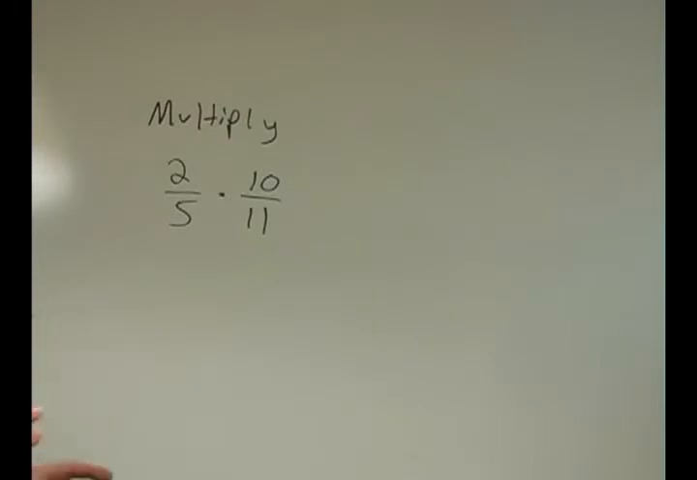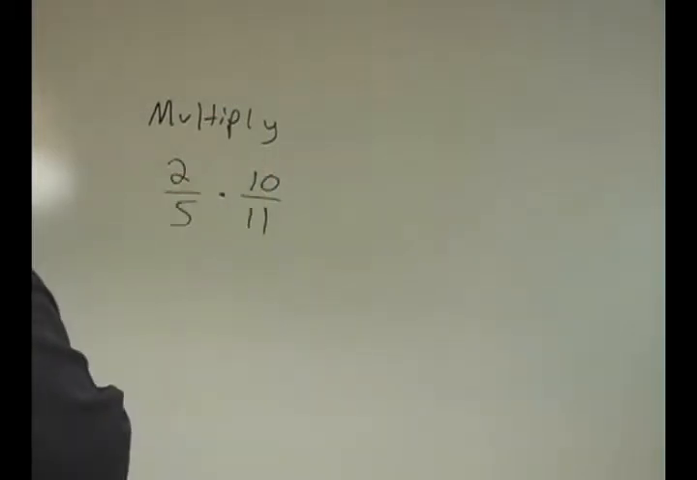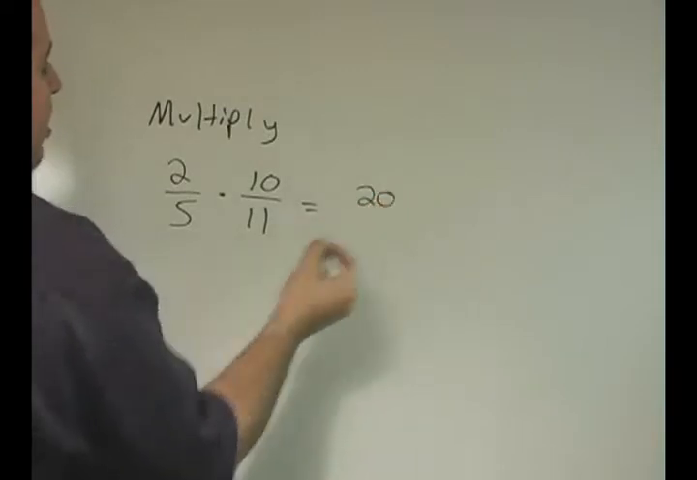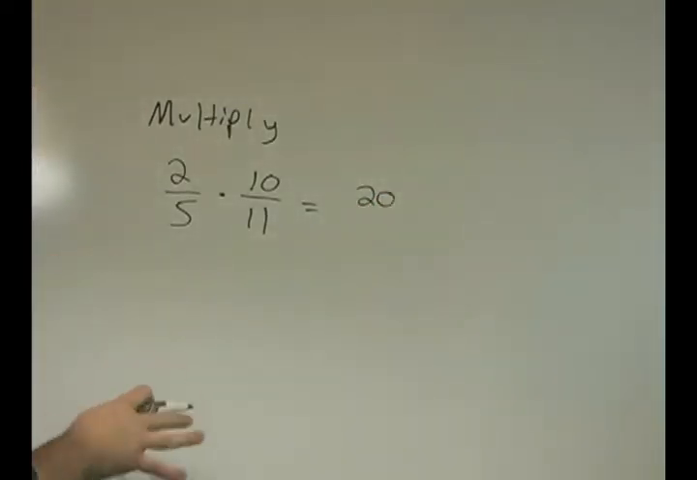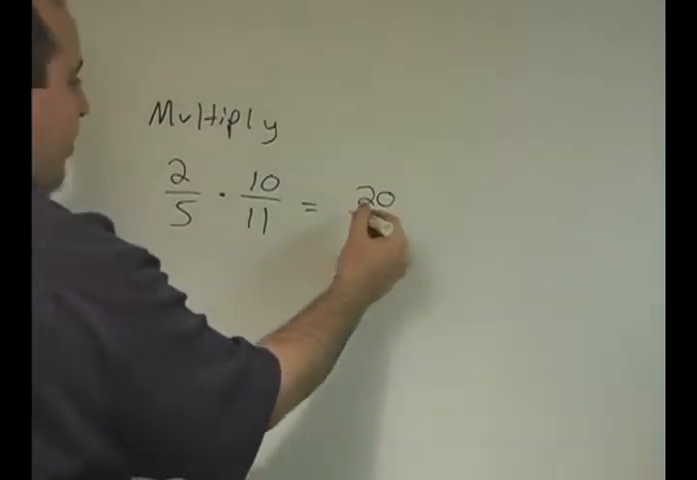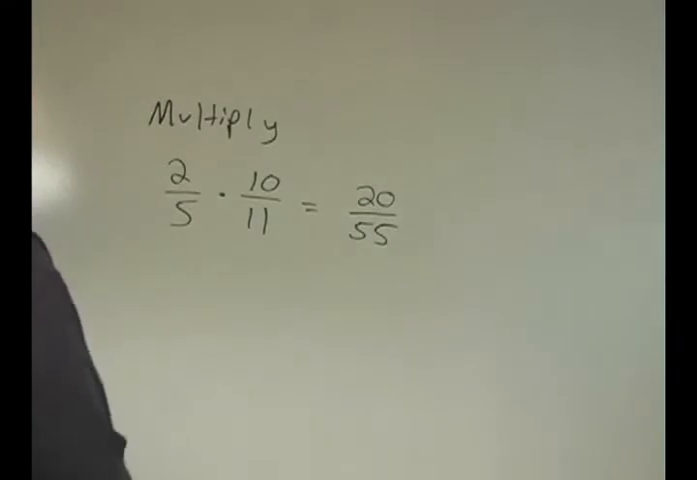Again, the rule for multiplying fractions is really easy. All you do to multiply these fractions is you look at the tops. The tops are the 2 and the 10, and you just multiply them, and that's going to be the top of your final answer. The top of your final answer is 20. What do you do with the bottoms? The answer is, again, multiply the 5 and the 11, and that will give you the bottom of your answer. So the answer to this question is 20 over 55.